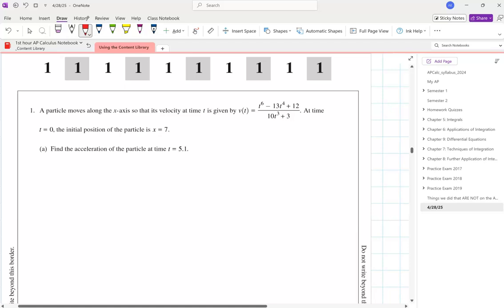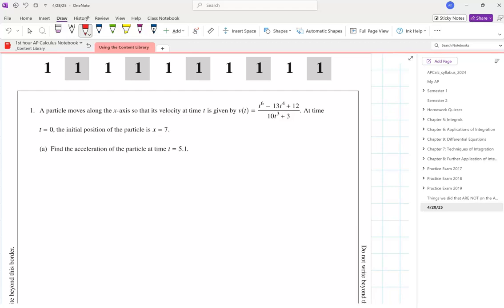So if we look at the first question, this is a velocity, acceleration, position question. So the key there is remembering that velocity is the derivative of position and acceleration is the derivative of velocity, or the second derivative of position, however you want to think about it.